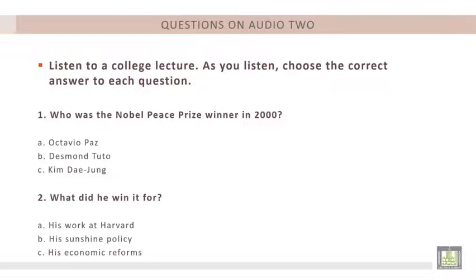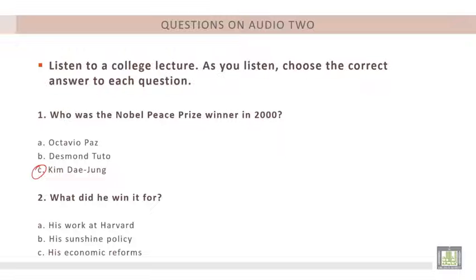Question number 1. Who was the Nobel Peace Prize winner in 2000? A. Octavio Paz. B. Desmond Tutu. C. Kim Dae-jung. The correct answer is C. Kim Dae-jung, the former president of South Korea.